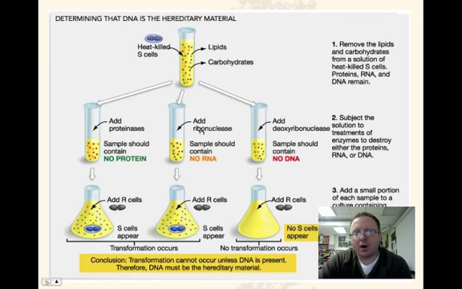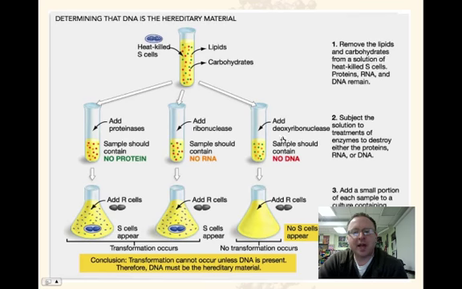Then they added RNase, ribonuclease. The sample should contain no RNA. They add R cells, and transformation still occurs. If transformation still occurs without RNA, then we know that RNA cannot be the transforming factor.